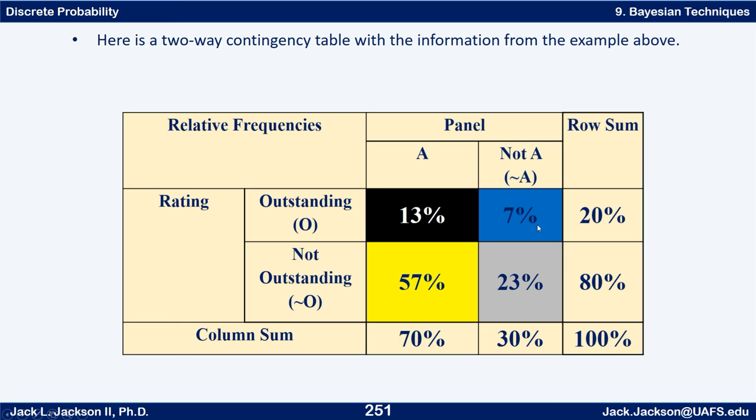Okay, the row sum here, 13% plus 7% is 20%. Let's see where that comes into play.